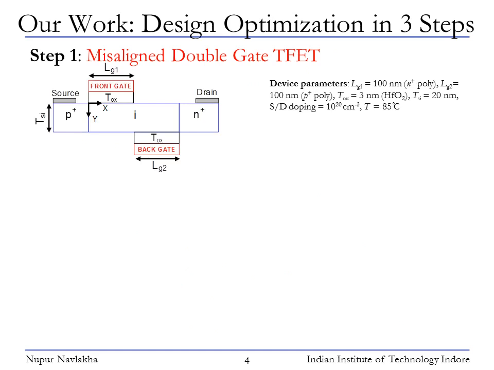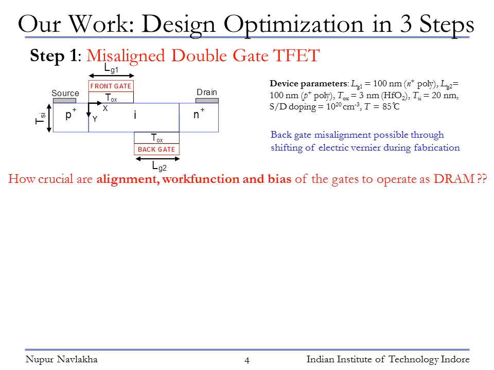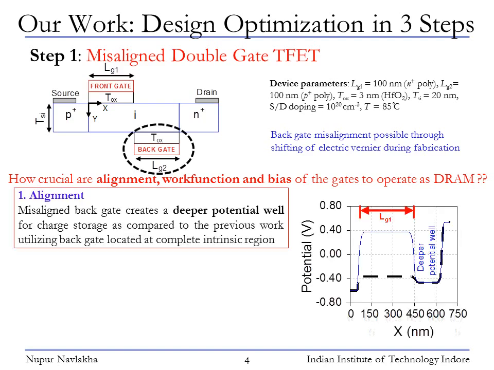The architecture utilizes a front and back gate length of 100 nanometers. During fabrication, back gate misalignment is possible through shifting of the electron beam vernier. Next, we focus on the significance of back gate alignment, work function and bias to operate tunnel FET as dynamic memory. Misaligned back gate creates a deeper potential well that sustains charges for longer duration.